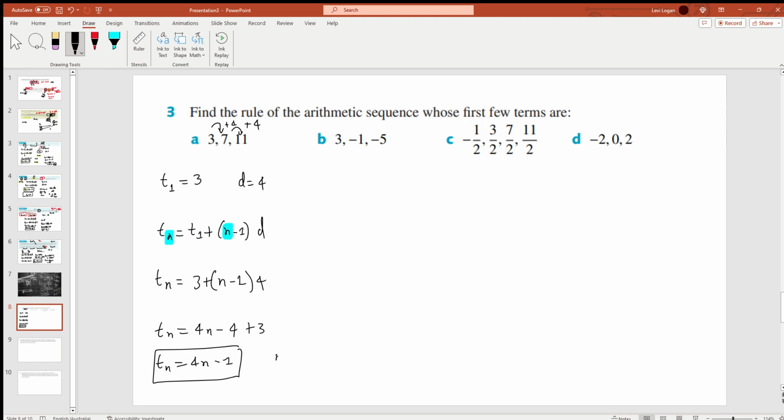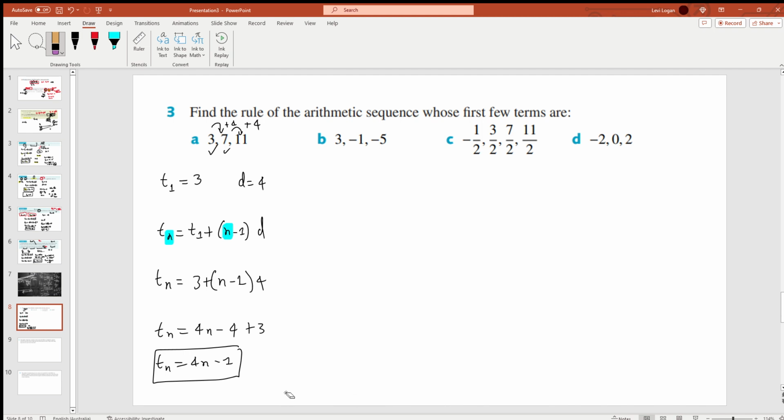So if I put in n equals 1, I should get 3. t of 1 gives me 4 times 1, minus 1, which gives you 3. If you put in n equals 2, you get 4 times 2, minus 1, which gives you 7. So we can see that it works, and you can check the third one yourself if you wanted to. Alright, so that's for A. Let's take a look at B real quick.